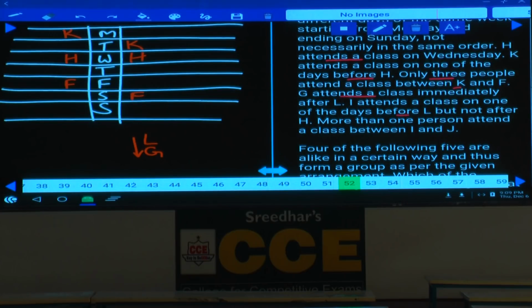Now in this case, what is the only possibility here? L and G must be together. L is here and G is here. I is before this L. I must be on Monday. Clear now? Then coming to the next one, L and G must be together. L is here, G will be here. I is on one of the days before L. Before L, I can be either at this place or at this place. Either Tuesday or Thursday, there are two possibilities.